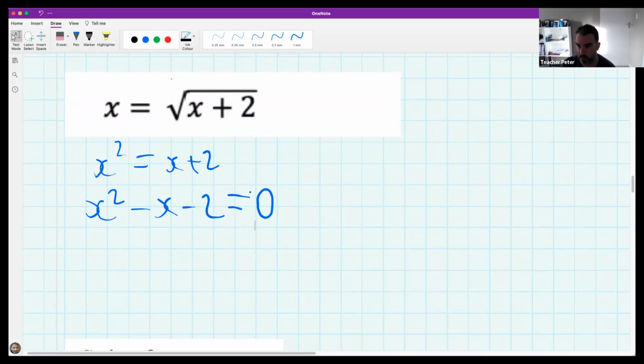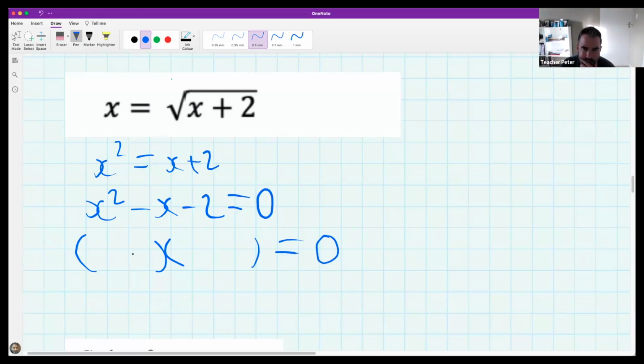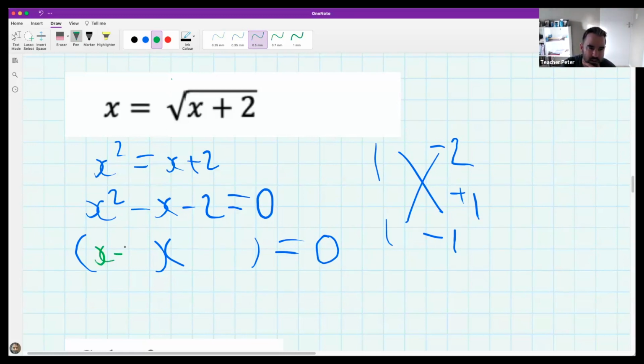Now, there's two ways you can solve it. You can either use the quadratic formula, which I will teach you next week, or you can do good old factorizing. And there's different ways of doing this, but I think -2 + 1. Yep. I can do it like that. And then if x was 2, this bracket would be 0, and 0 times anything is 0. So x is 2 or x is -1.